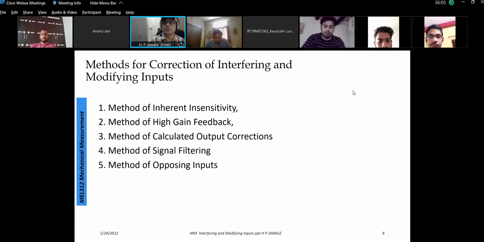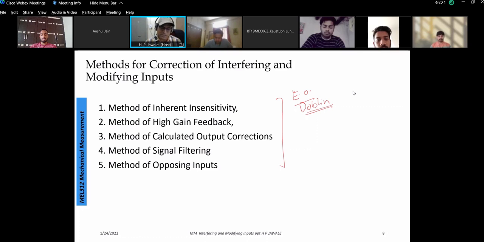Again, I am reiterating that we are taking this solely from the book of E.O. Doebelin. You may please go through this book and try to understand these things. This is only a sample, but when we go for the actual measurement systems, probably those may be the questions of your quiz and the tests, home test or class test. A measurement system will be given and you may be asked to state what are the desirable inputs, what are the interfering inputs and modifying inputs in the given system.